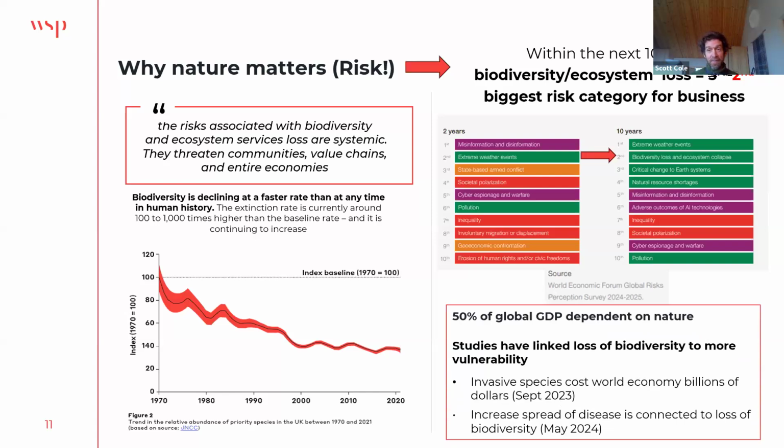It's built on the finding that 50% of global GDP is dependent on nature and the ecosystem services it provides. And there are lots of studies now starting to come out. I show two here from 2023 and 2024 showing a clear link between loss of biodiversity and invasive species, which are very costly, and loss of biodiversity and increased spread of disease, which, as we all know, living through a pandemic, is extremely costly.